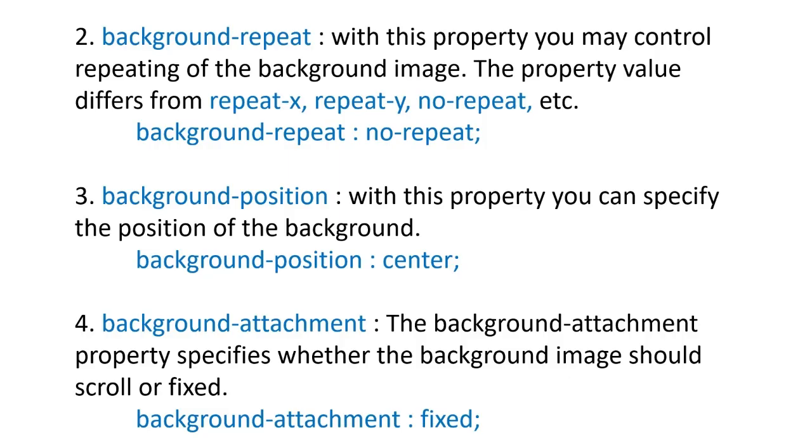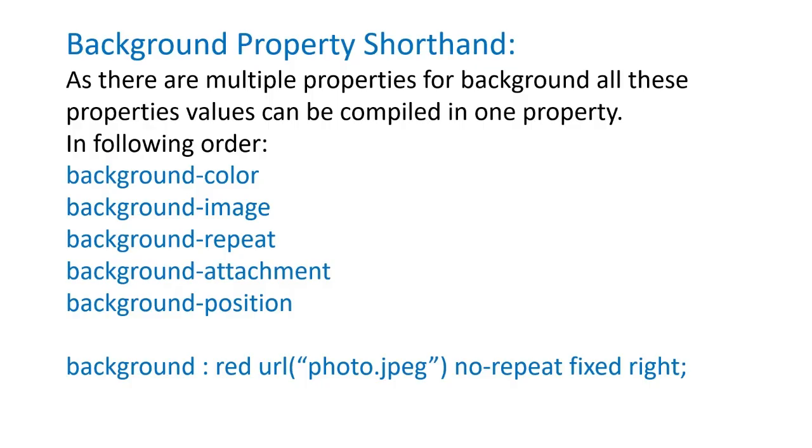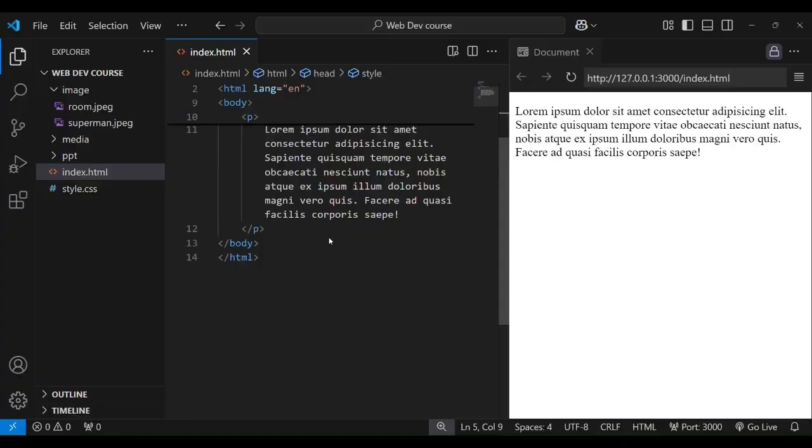3. Background-position. With this property you can specify the position of the background. Example: background-position: center. 4. Background-attachment. The background-attachment property specifies whether the background image should scroll or be fixed. Example: background-attachment: fixed. Background property shorthand. As there are multiple properties for background, all these property values can be compiled in one property, in the following order: background-color, background-image, background-repeat, background-attachment, background-position. Let's see a quick demonstration.